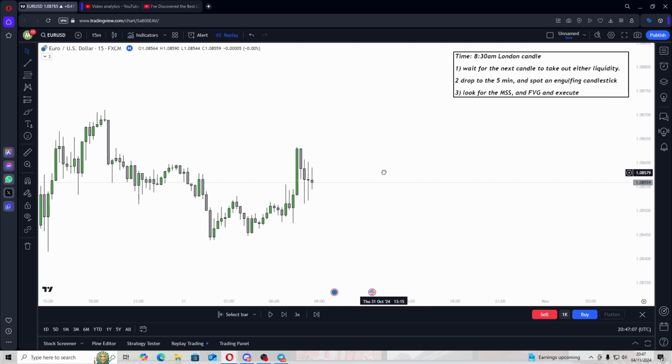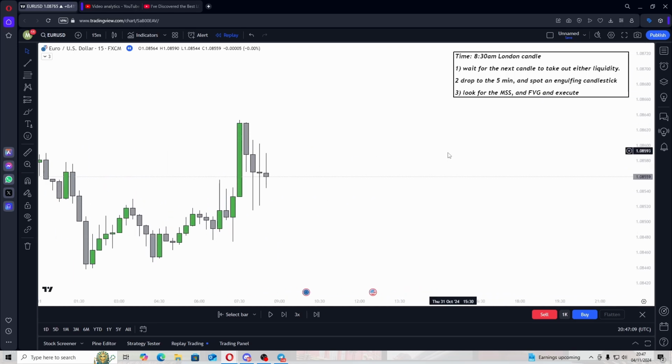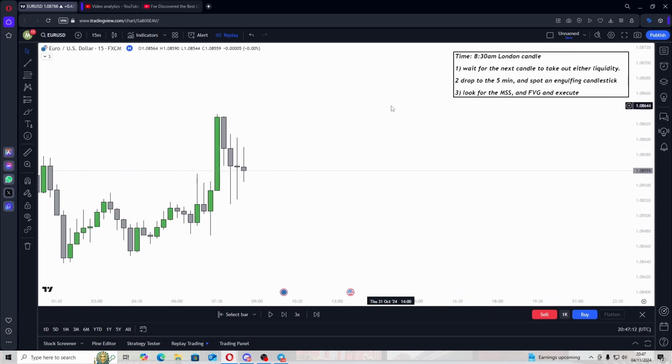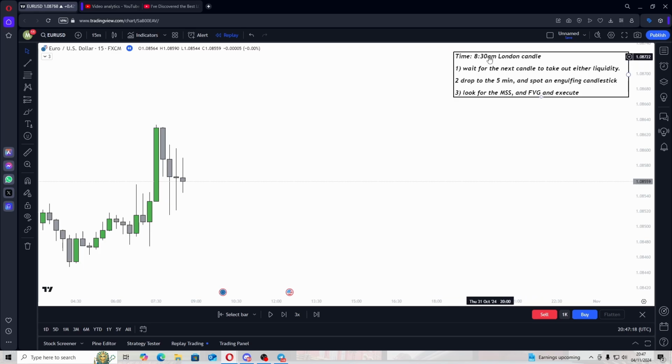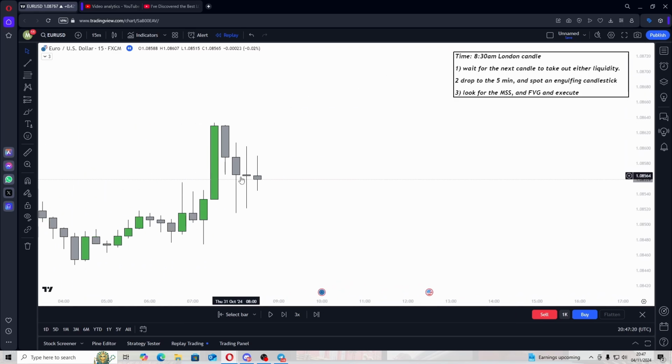Okay, so let's just get straight into it. You can see right here, I'm on a Euro USD. Okay, this works only for Euro USD, so make sure you stay within this currency pair. Okay, so we're gonna be on the 8:30 a.m. London candle. It's 8:30 right now. This is the time we're gonna be needing to trade in. Also, you need to be on the 15-minute time frame.